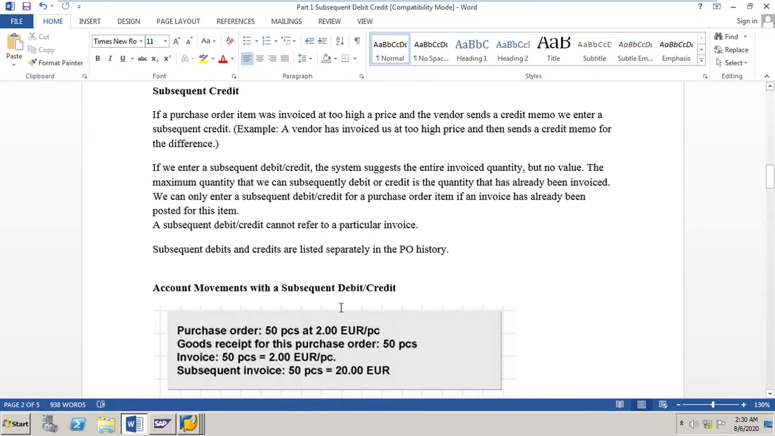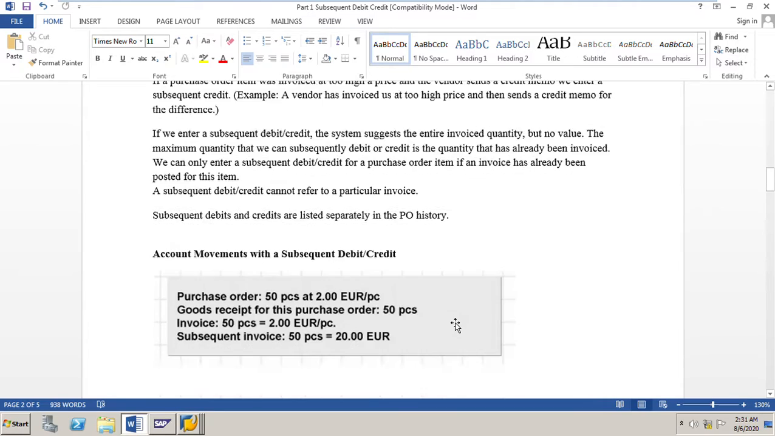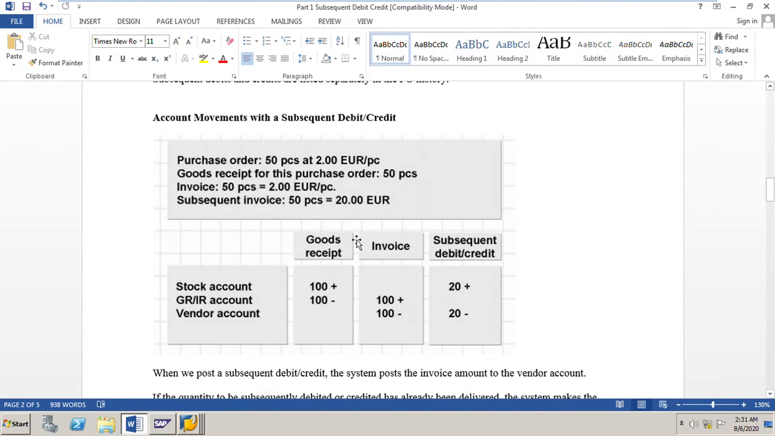Next, account movements with a subsequent debit or credit. What are the account movements? See here, there is a PO for 50 pieces at €2 per piece. GR is done for the PO for 50 pieces. Invoice is also posted, 50 pieces at €2 per piece. Then the vendor finds an additional amount of €20 for the material which he has supplied. Then he will send the subsequent debit for that additional cost, whatever he has incurred.